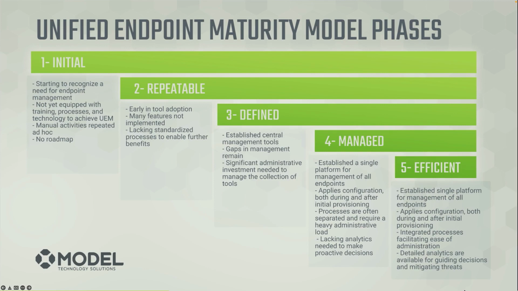And so generally speaking, we didn't create these phases, but these maturity model phases are the initial phase, repeatable, defined, managed, and efficient. And so each one of these phases has different properties to it. Just as an example, in your initial phase, you're starting to realize something is needed. In a repeatable phase, you're able to get some things accomplished, but you're lacking standardization just from a high level.